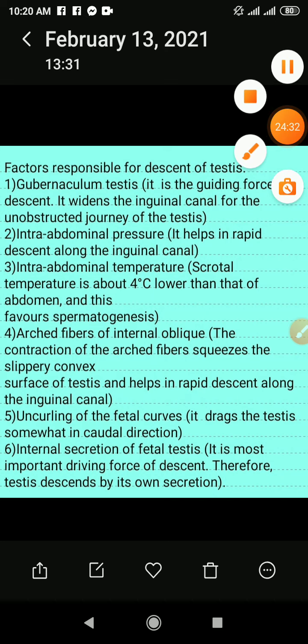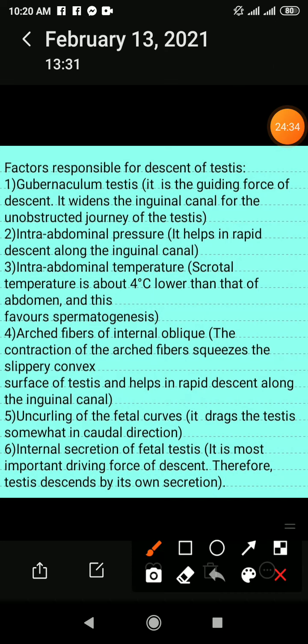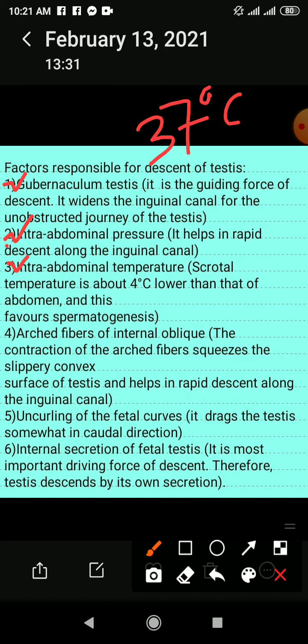Now, what are the factors responsible for the descent of the testis? We already showed you the gubernaculum testis and the intra-abdominal pressure and temperature. That is one of the most important factors. Why? Because for spermatogenesis, we need a lower temperature. In the abdomen, the temperature is about 37 degrees centigrade, but in the scrotum, the temperature is about 4 degrees centigrade lower than the abdomen. So the scrotum provides a lower temperature for spermatogenesis.